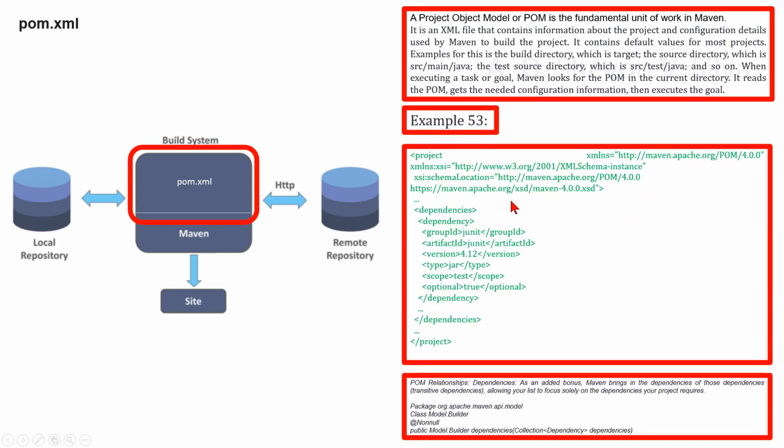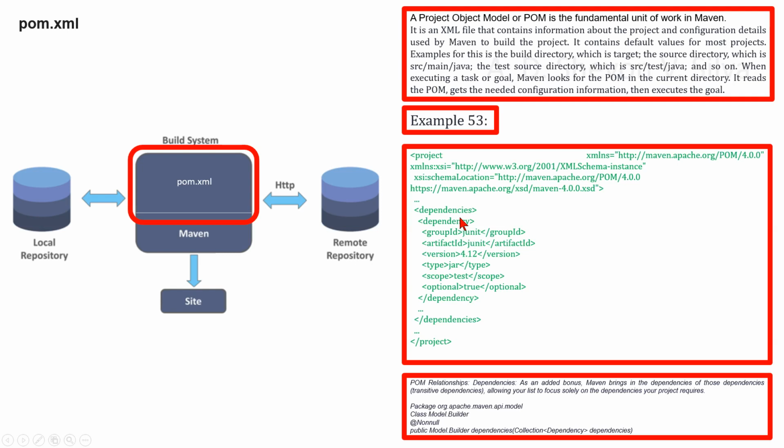Now we are considering dependencies in POM relationships. As an added bonus, Maven brings in the dependencies of those dependencies, transitive dependencies, allowing your list to focus solely on the dependencies your project requires. With the API, we can consider the NotNull public Model.Builder dependencies(Collection) method in class Model.Builder in package org.apache.maven.api.model.